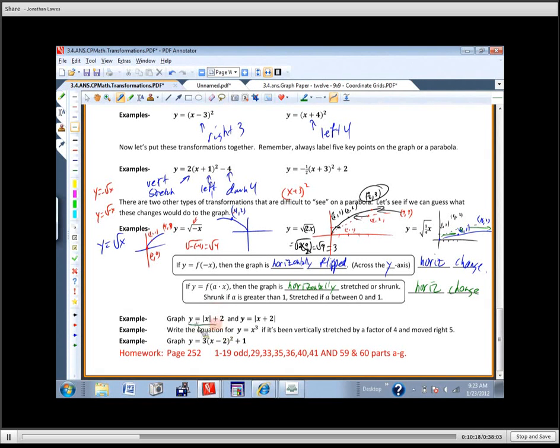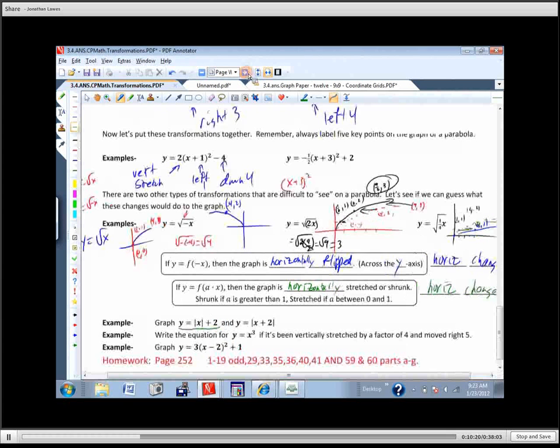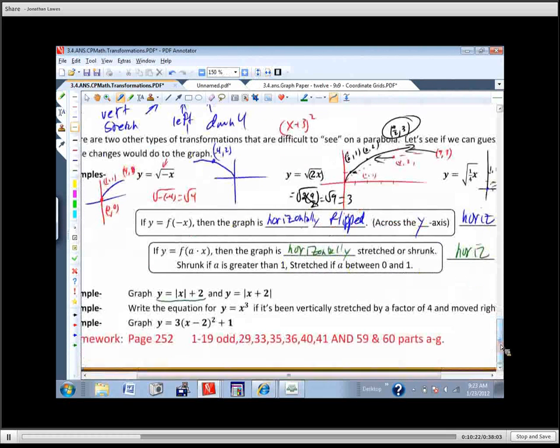This one right here. Is that going to be a horizontal change or a vertical change? It's vertical, okay? How come, Chase? Can you explain why? Okay, because it's not in there with the X. We make the shape, then we add something to it. So that's going to be a vertical change. That's going to move it up 2.